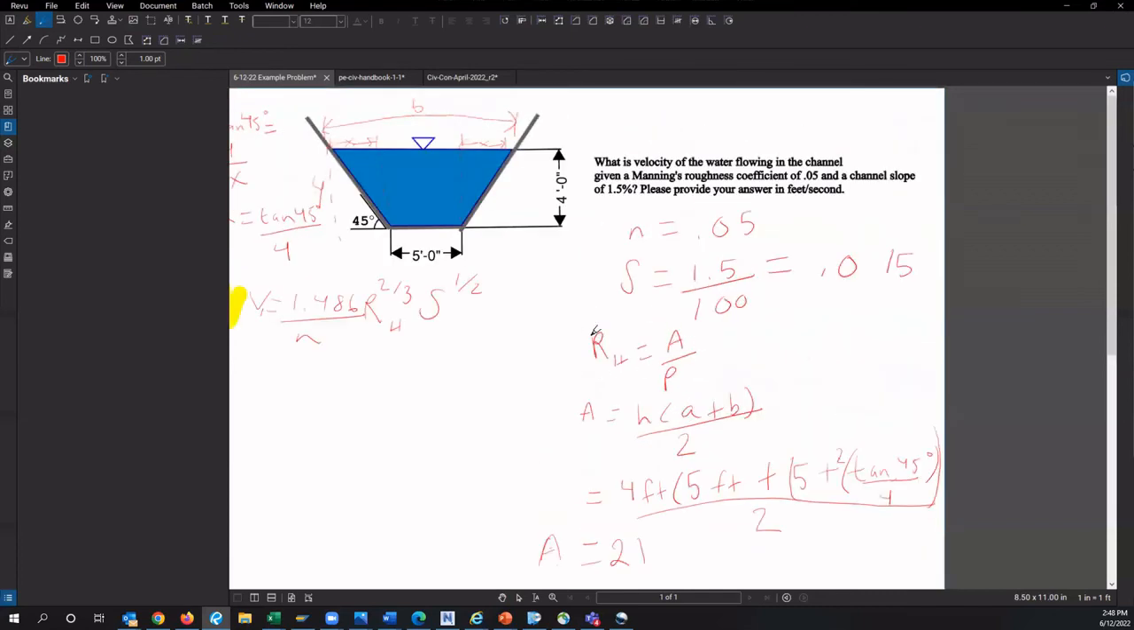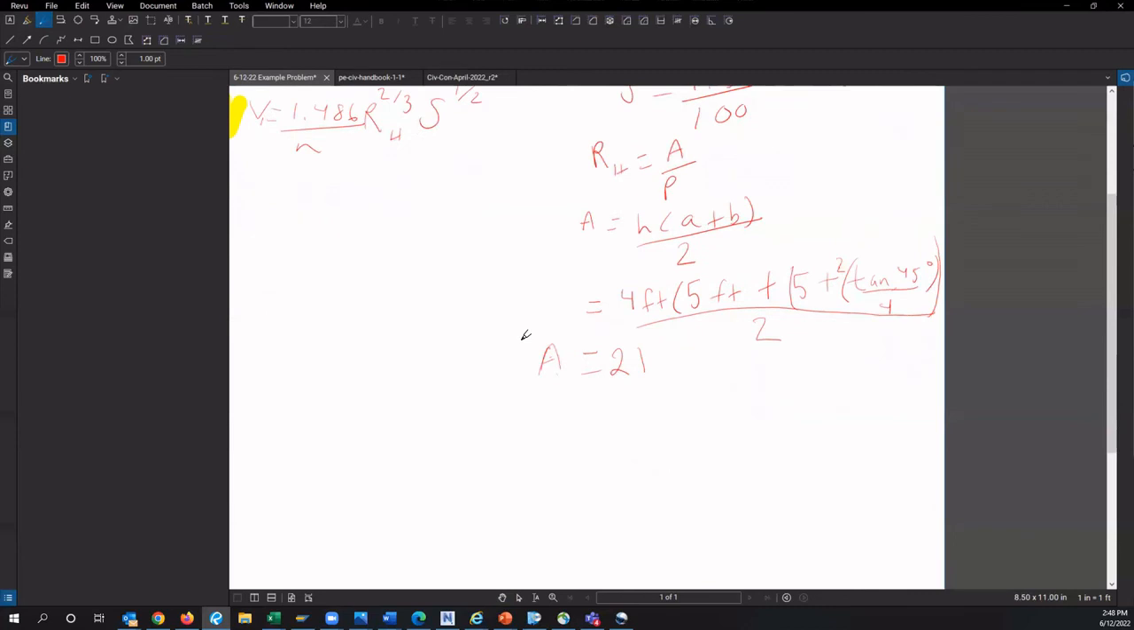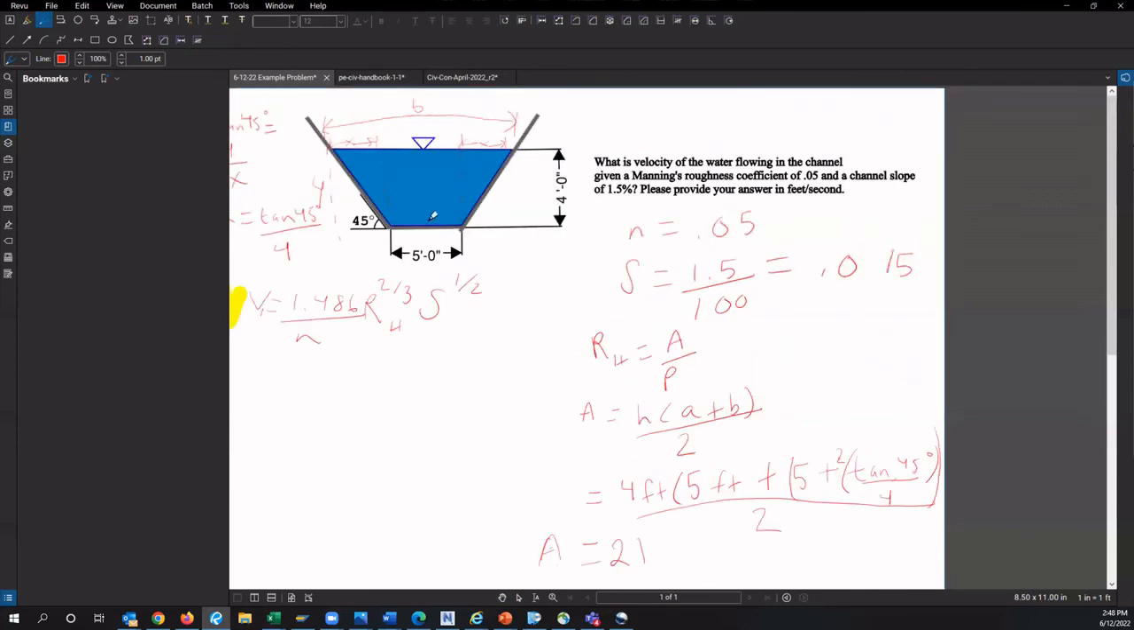So we've got the area of flow, and now we need the wetted perimeter. The perimeter is just going to be 5, and we need to find these two ends right here too. So another trigonometry effort. In this case, we can do sine to find out what this side is. We'll call this x right now. Sine of 45 degrees is equal to 4 divided by x.